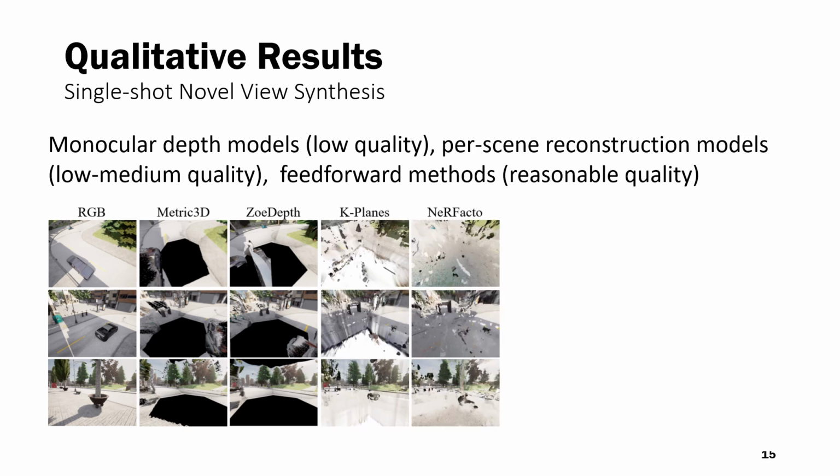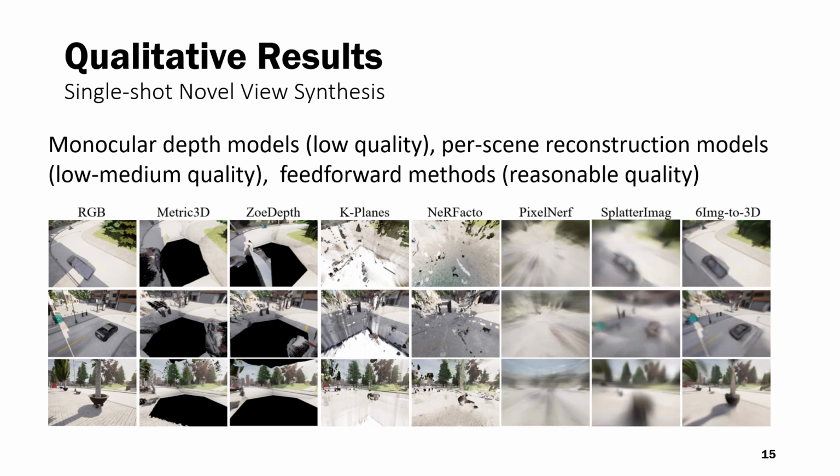Per-scene reconstruction models perform slightly better, but they suffer from the little view overlap in the egocentric data. Feed-forward methods perform reasonably well. Their learned priors across multiple scenes allow them to generalize toward unobserved scene parts. However, no model performs optimal on this benchmark.